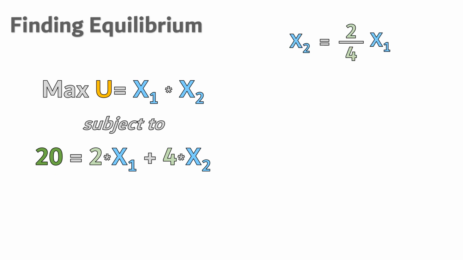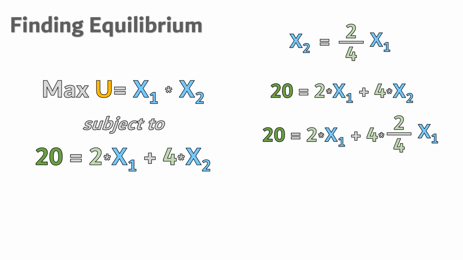Now we can use this equation along with our budget constraint to solve. Our budget constraint is that 20 equals 2 times x1 plus 4 times x2. And we know we want to pick something on that line. We also know in order to optimize, we want to pick x2 so that it is 2/4 of x1. So we substitute one equation into the other and solve. 20 will be equal to 2 times x1 plus 4 times 2/4 times x1. I am just plugging in my expression for x2 into the budget constraint.